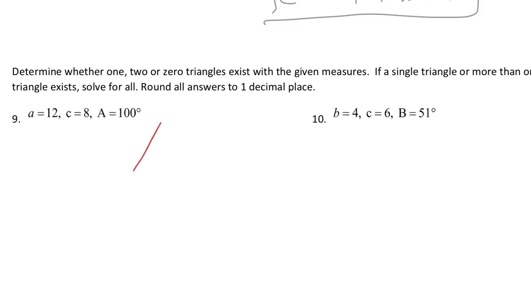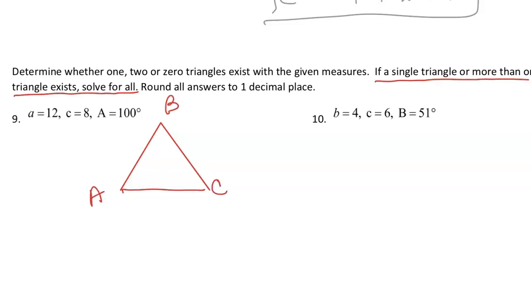I'm going to draw this triangle, and they're telling me here, if a single triangle or more than one triangle exists, solve for all. That's my tip-off. Be on the lookout for ambiguous case. So this is an ABC triangle. So little a is 12, little c is 8, and big A is 100. Okay, so let's see what we get.